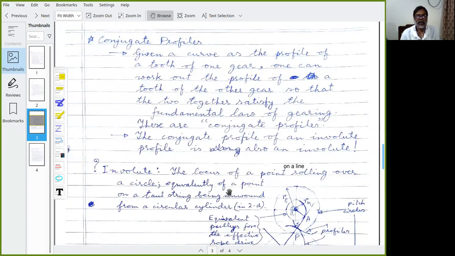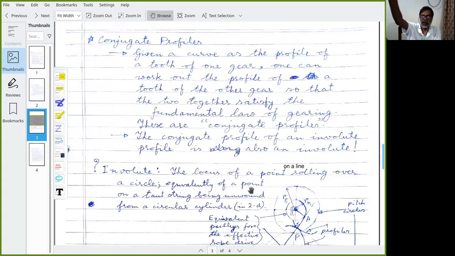I mean, equivalent. You take a cylinder and turn a thread along it, okay, over the cylinder, and hold it tightly at one end, and then pull that, keeping it tight, keeping it taut, pull it. So as you pull it, keep on pulling.